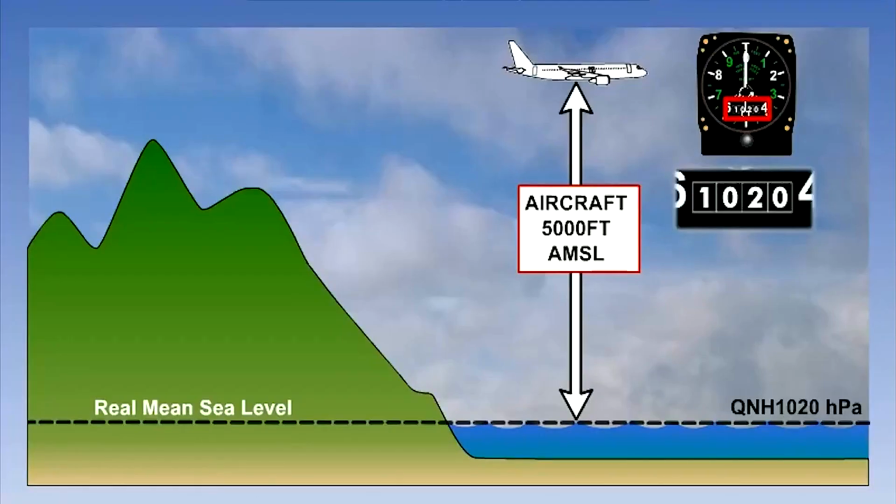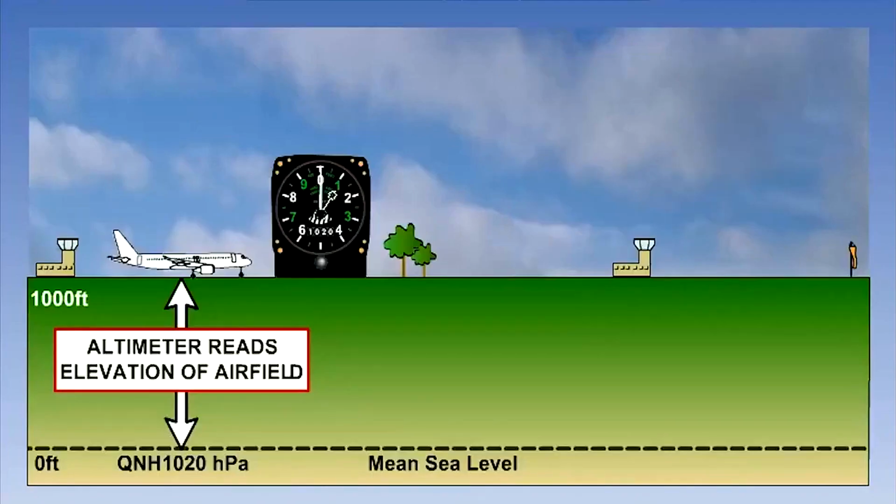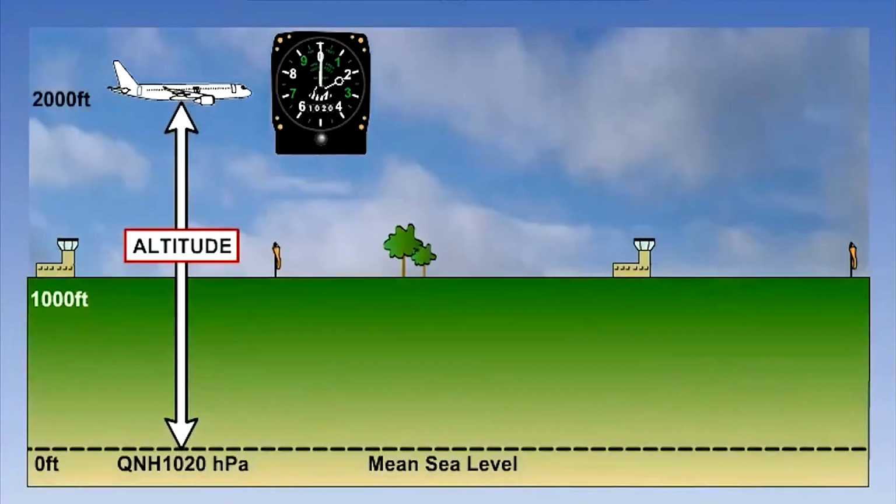From now on, let's assume that QNH is mean sea level pressure even though we know otherwise. With QNH set on the subscale, the altimeter should read the elevation of the airfield when the aircraft is at the airfield reference point, elevation being the height above sea level. When we are flying, we refer to the indication of the altimeter as an altitude whenever QNH is set.